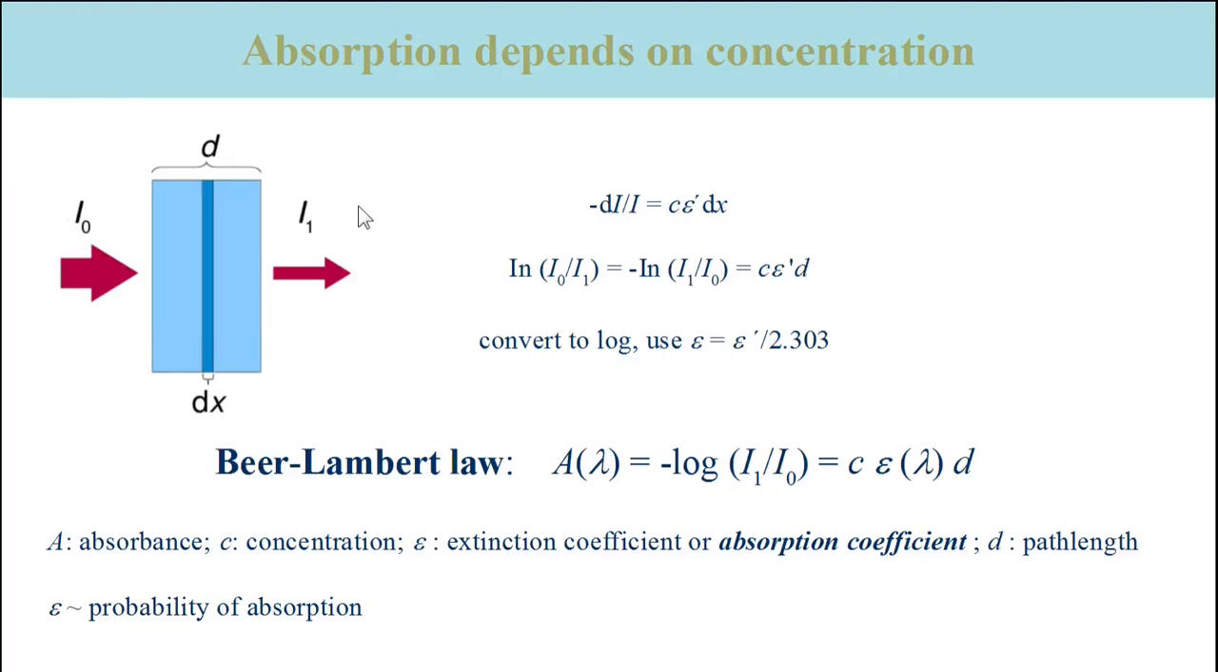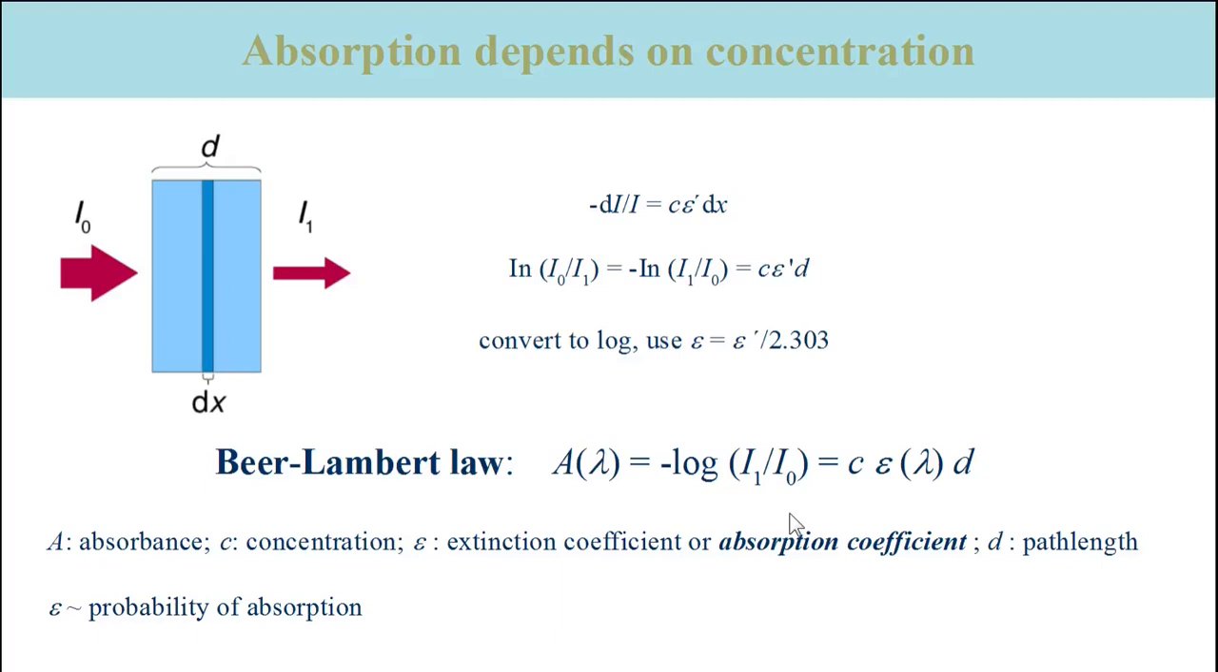We define a quantity that describes the attenuation of light by the sample. This quantity A is called absorbance or sometimes optical density. A is defined as the negative common logarithm of the fraction of the incident light that leaves the sample. I0 is the incident light intensity and I1 the light intensity that leaves the sample. Since the fraction I1 divided by I0 is smaller than 1, the logarithm of this fraction is negative. In order to get a positive value, the logarithm is multiplied with -1.